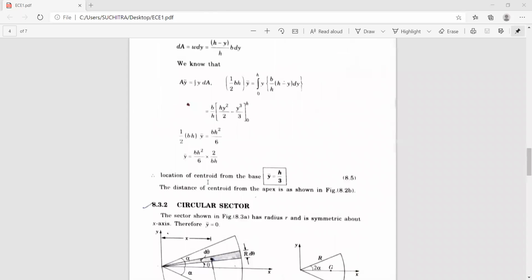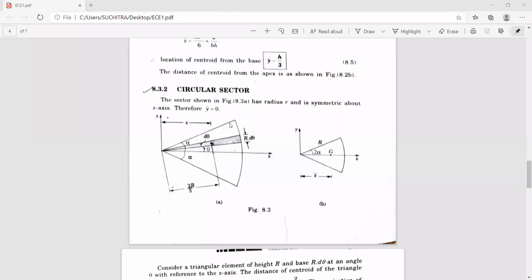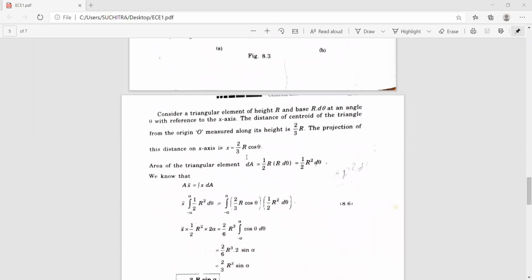We have to consider a sector of radius r, which is symmetrical about x-axis. Then consider a triangular elemental area, which makes an angle theta with respect to the horizontal axis, and which makes an included angle d theta. This triangular elemental area has a base width r d theta. We know the centroidal distance of this triangular element with respect to height is 2/3 r, and its projection on x-axis is 2/3 r cos theta. Then the area of the elemental strip is half r square d theta.